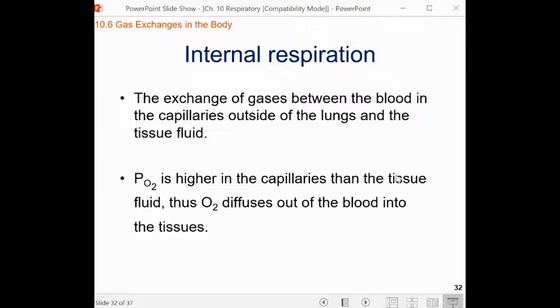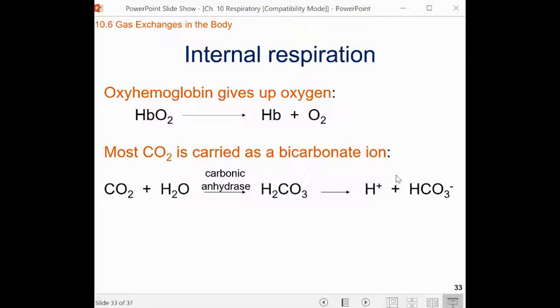Internal respiration is the exchange of gases between the blood and the tissues of the body. The concentration of oxygen, just like we talked about in the last slide, is higher in the capillaries than in the tissues. So oxygen diffuses out of the bloodstream into the tissues, and then carbon dioxide goes the opposite direction. We can see that this hemoglobin molecule inside the red blood cells is allowing the oxygen to move out of the hemoglobin, out of the red blood cell into the capillary and then into the tissues.